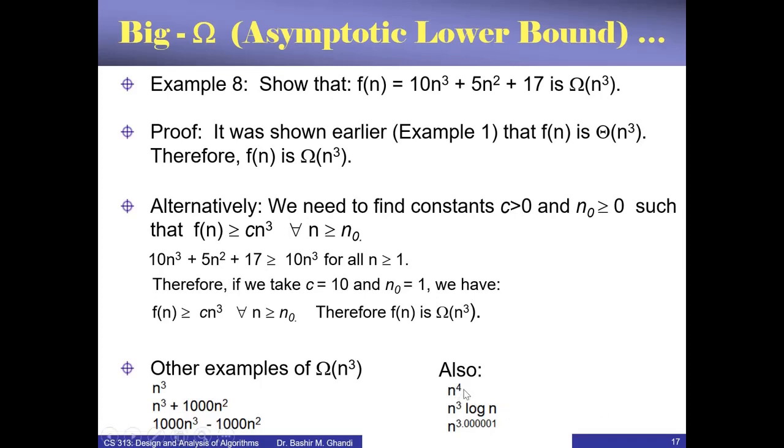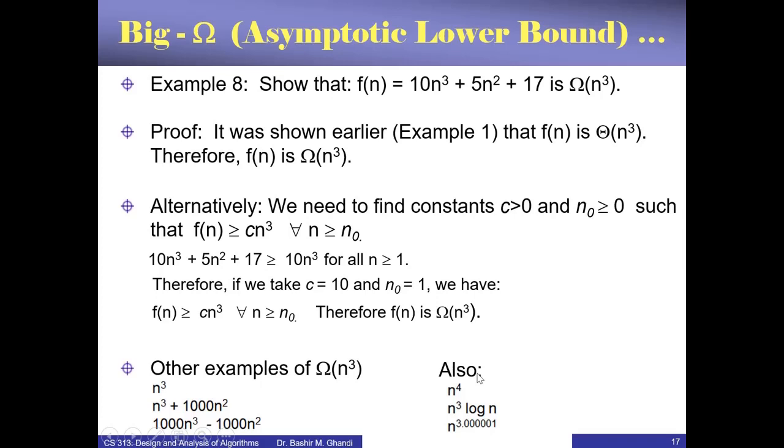Okay, so here you see we have n to the power 4. It could be n to the power 10, n to the power 100. All of them are actually big omega of n cubed, because the function n to the power 4 is going to be greater than or equal to n cubed. All right, so we're not only concerned about equality here.